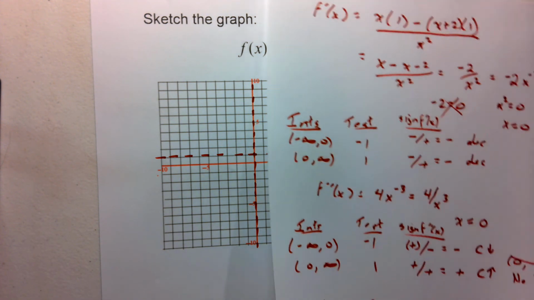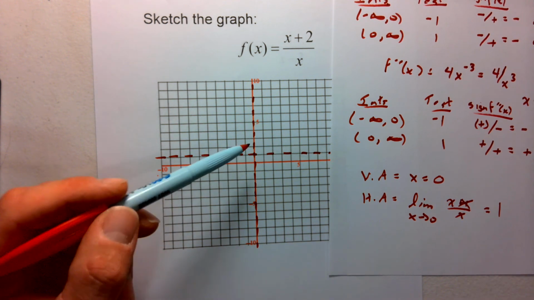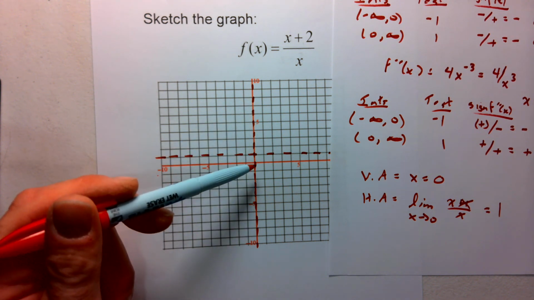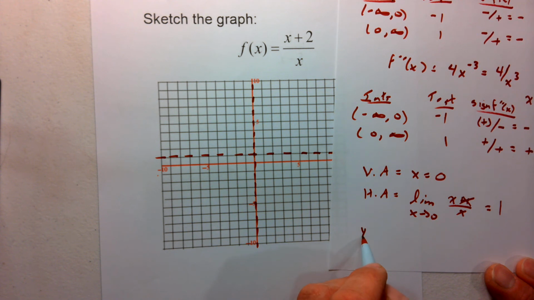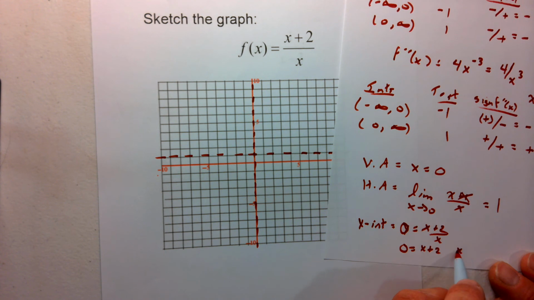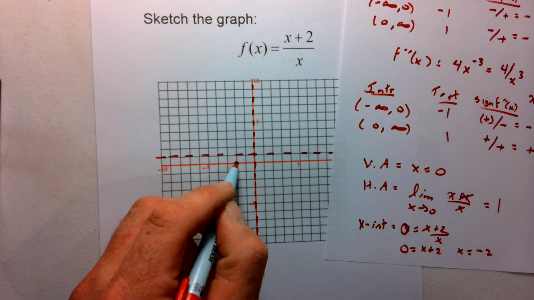We're going to go ahead and look at our y-intercepts and our x-intercepts. Something that should jump out to you, we don't have a y-intercept because we have an asymptote there. We can't cross over that vertical asymptote. So we can look at our x-intercepts. For x-intercepts, we're going to set y equal to 0. So 0 equals x plus 2 over x. Multiply your x over. We get 0 equals x plus 2, or x equals negative 2. So at negative 2, 0, we have a point.